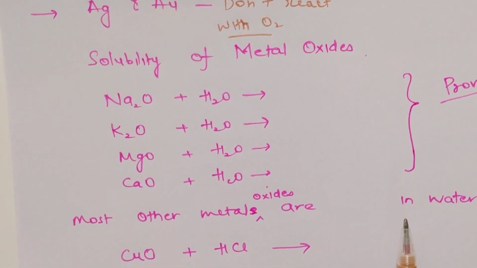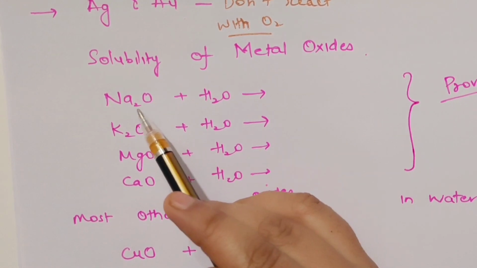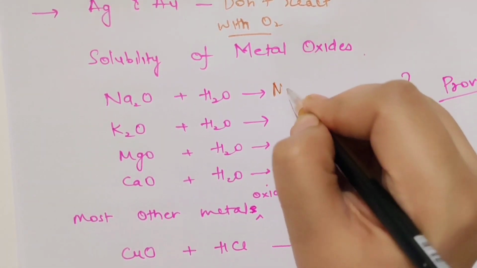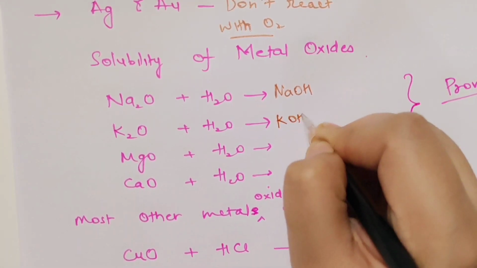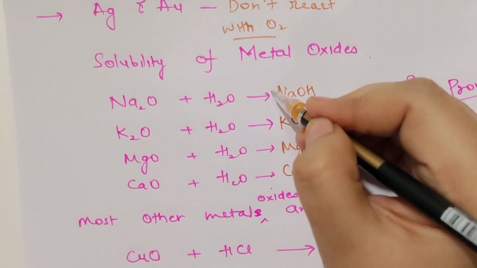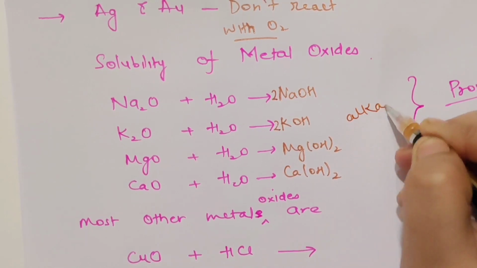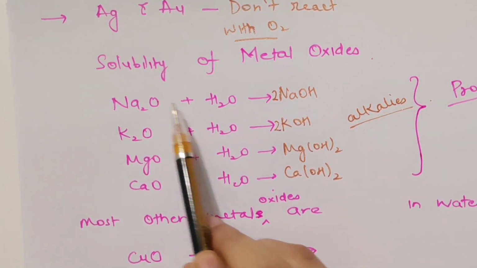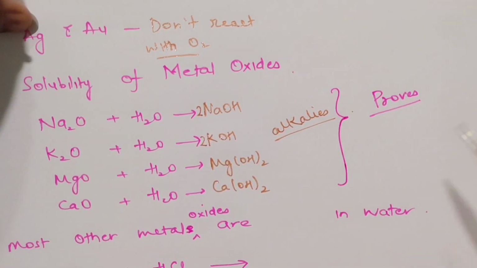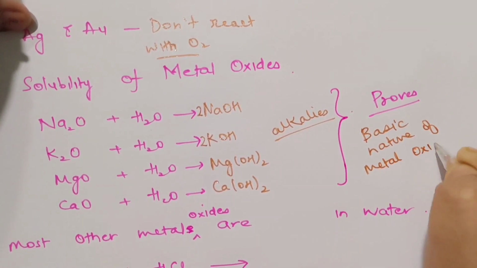Let's now talk about solubility of metal oxides. Some metal oxides are soluble in water, like the most reactive ones: sodium, potassium, magnesium, and calcium. They would react with water, dissolve in water, and form alkalis or hydroxides. Okay, let's balance it. Rest of them are balanced. So these are alkalis. Metal oxides, upon dissolving in water, form alkalis, which proves the basic nature of metal oxides.